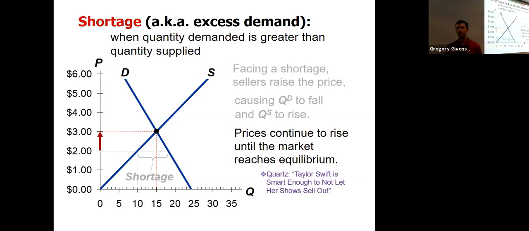Here's a cool article in this publication called Quartz, titled "Taylor Swift is Smart Enough Not to Let Her Shows Sell Out, Ever." So you would think she's so popular that the tickets for her shows would completely sell out. But in fact, whoever is designing the price mechanism for her shows has figured out the right way to allow the price to fluctuate properly so that if you want to go to one of her concerts bad enough, you should be able to get there.